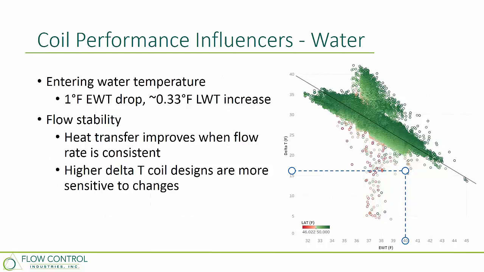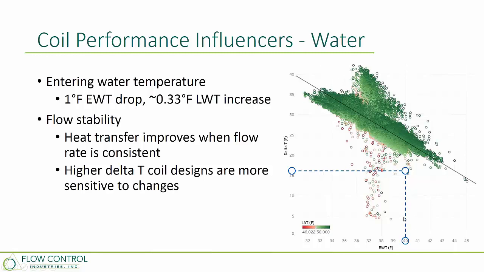So one of the influencers comes from the water side, specifically the entering water temperature. That has a big impact on how much capacity we can deliver from the coil and how much water we need to deliver that capacity. So for example, for every 1 degree Fahrenheit drop in the entering water temperature to a coil, we actually expect to see about 1/3 of a degree increase in the leaving water temperature for the same discharge air. So that tells us not only do we increase the delta T on the entering water side, but we also expect it to increase on the leaving water side. So that can be really beneficial.